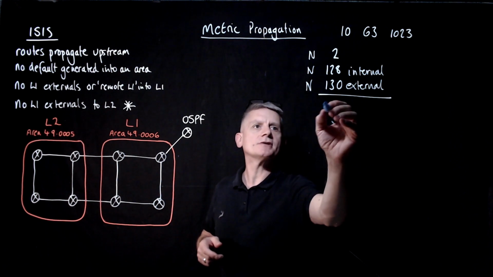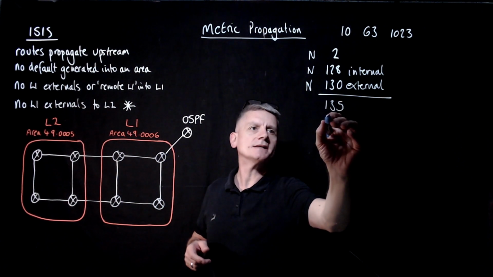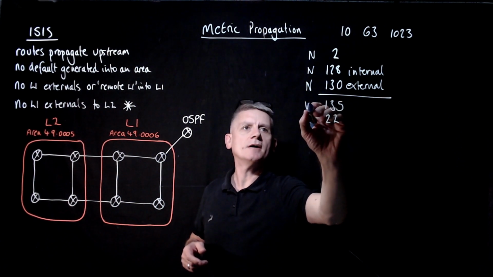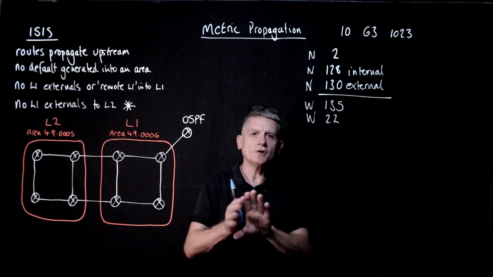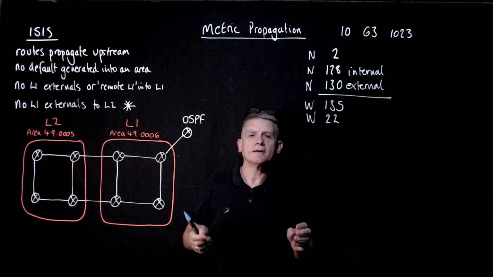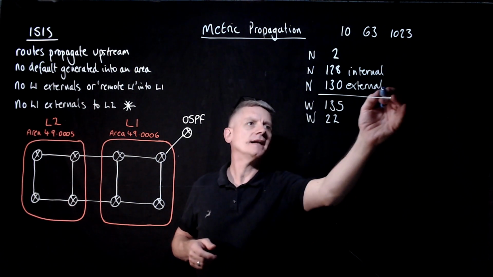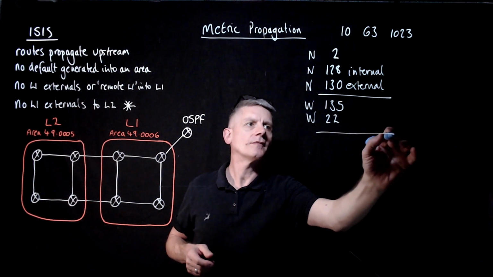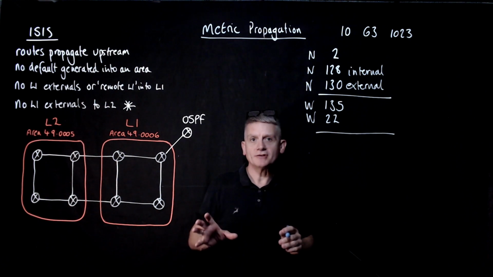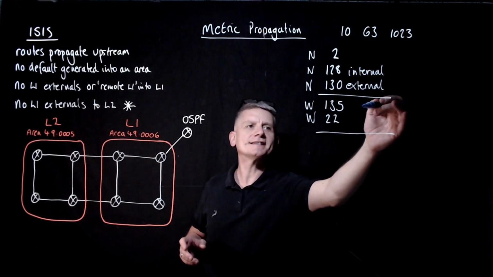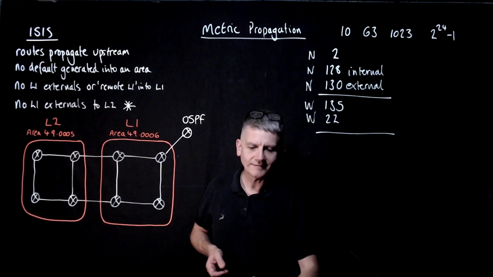Now, the wide area metrics, in this case, 135 and 22. So these are going to be our wide area metric guys. So here, you've got a much larger metric. However, we don't have the external bit. And this is going to cause a bit of an issue, because when we have wide area metrics only on, there's no way to discern the difference between an external and an internal.